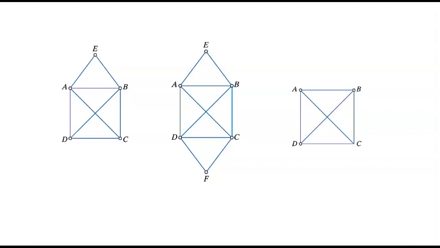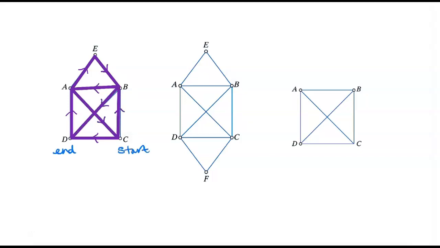Let's start with this first one. I'll start at vertex C. From C, we could travel to vertex D, then to A, then maybe to E, B, back to A, C, B, and ending at D. This is an example of a path. And since this path traverses the entire graph, it's a special type of path. This is called an Euler path, named after a famous mathematician. An Euler path is a path that covers all edges of the graph.